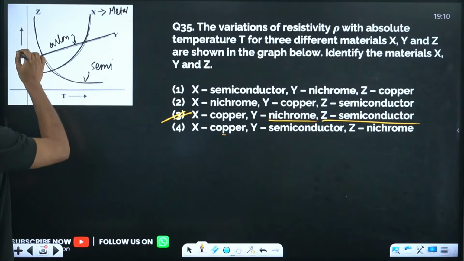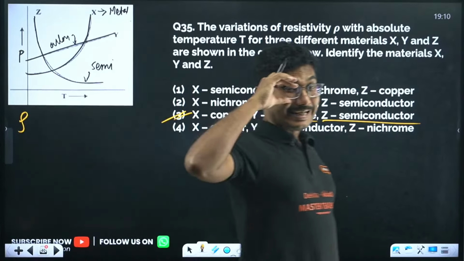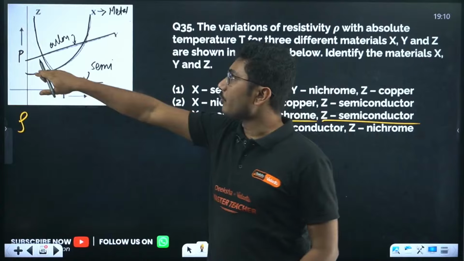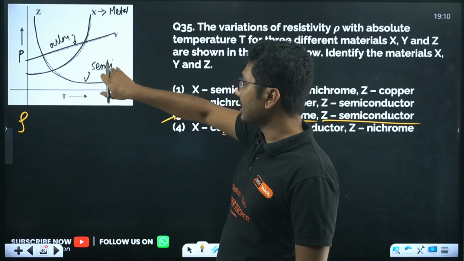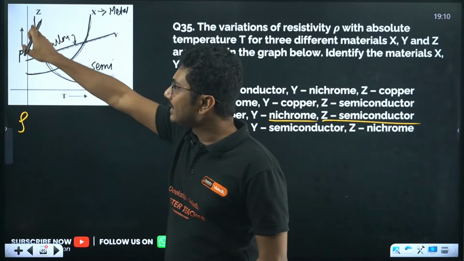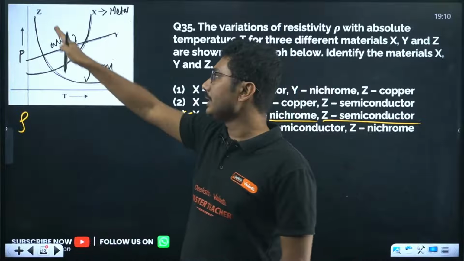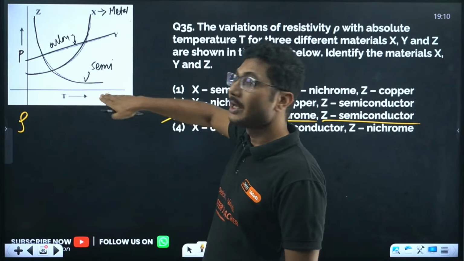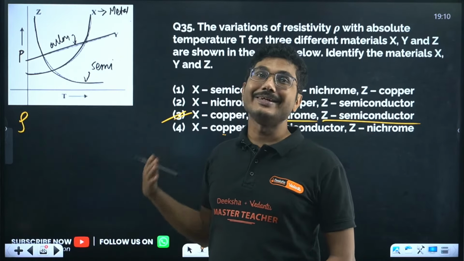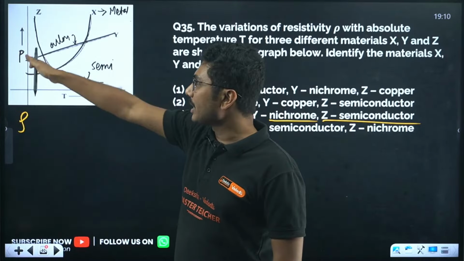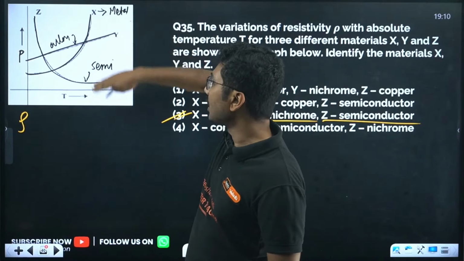So here remember, this is resistivity. Resistivity increases with temperature for metals. That means it becomes a bad conductor. Whereas a semiconductor, if you increase the temperature, it becomes a good conductor. How does it become a good conductor? Its resistivity decreases. Resistivity decreases means it becomes a good conductor, conductivity increases. If the same graph was there for conductivity, then this would have been exchanged.